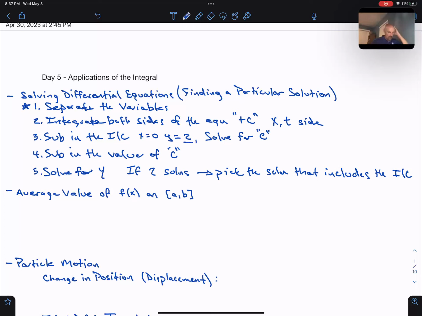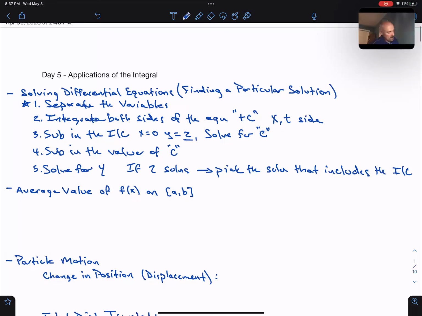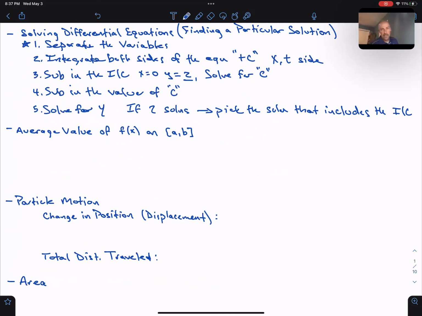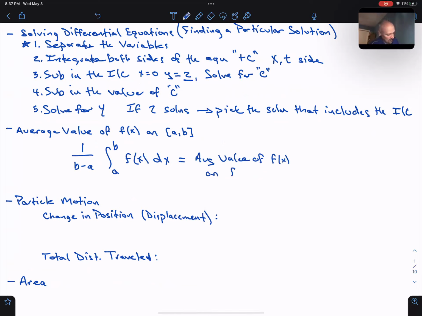Okay. Another application of the integral is to find the average value of f of x on the closed interval a to b. Well, if we're asked to find that, that is going to be given by the expression 1 over b minus a times the definite integral from a to b of f of x dx. That's going to give us the average value of f of x on that closed interval a to b.